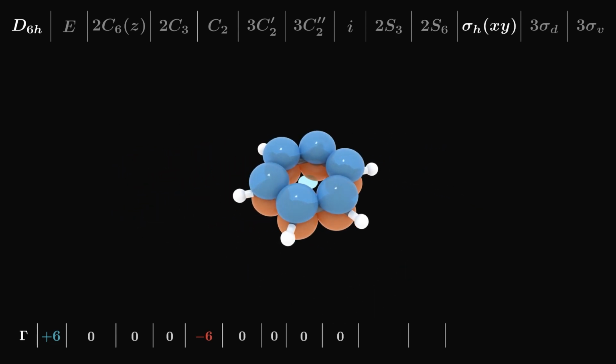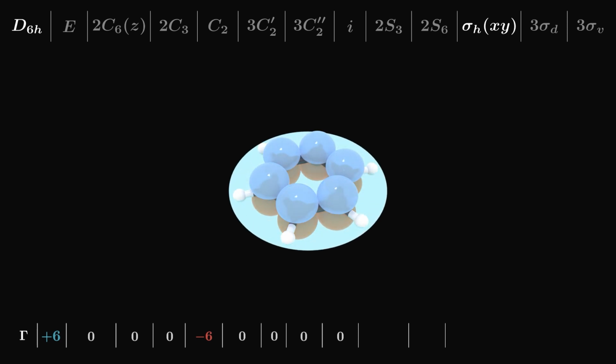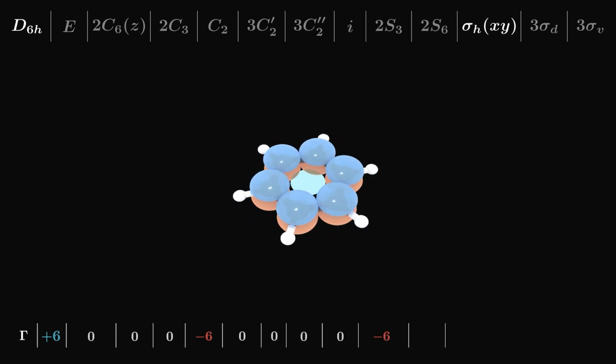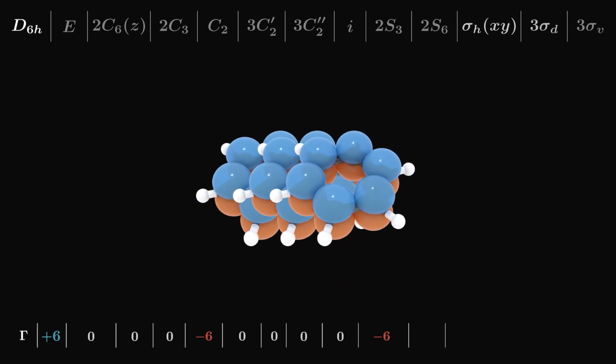Next, we have the horizontal mirror plane of reflection. Since this reflection happens across each carbon atom, none of them leave their starting positions. Furthermore, since the pz orbitals are orthogonal to this mirror of reflection, all of their orientations are inverted, giving this operation a trace of -6.